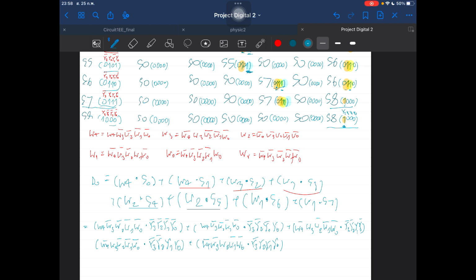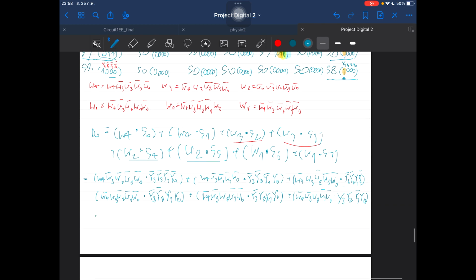Look at another equation. Another equation is W2. W2 is W4 that, W3 that, W2, W1 that, and W0 that. And the name of the state is Y3 that, Y2, Y1 that, and Y0.